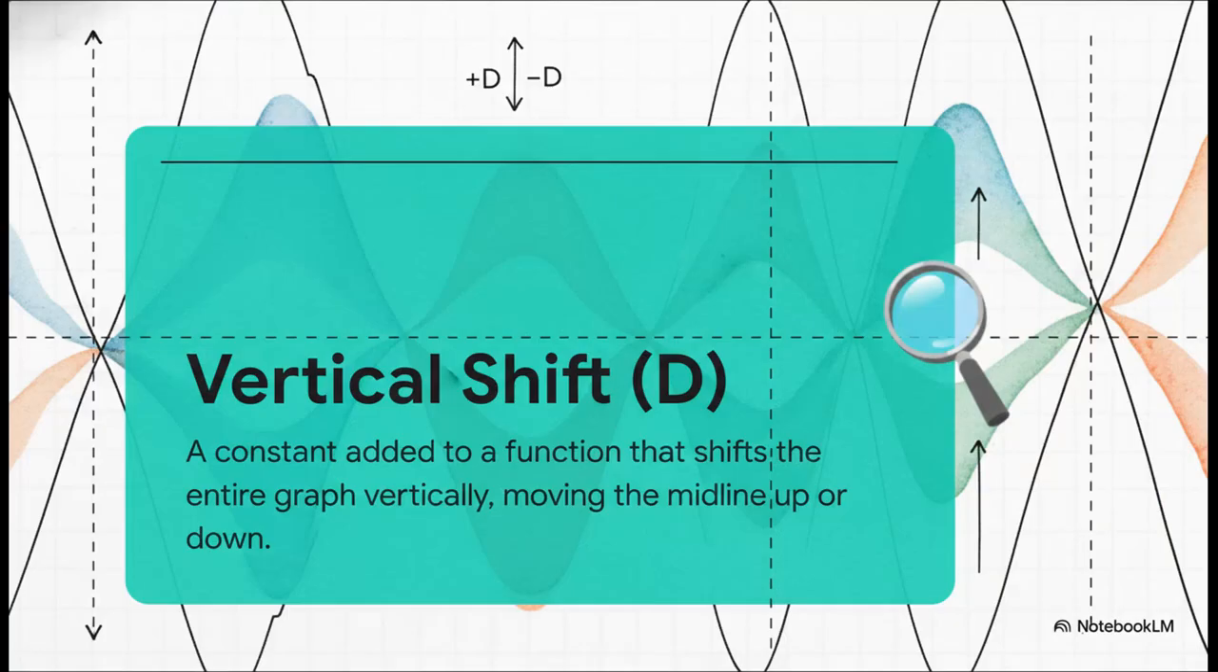So what is it exactly? The vertical shift d is just a number we tack on to the end of our function. Its only job is to slide the entire graph straight up or straight down. The shape, the period, the amplitude, none of that changes. It's just a pure vertical slide.